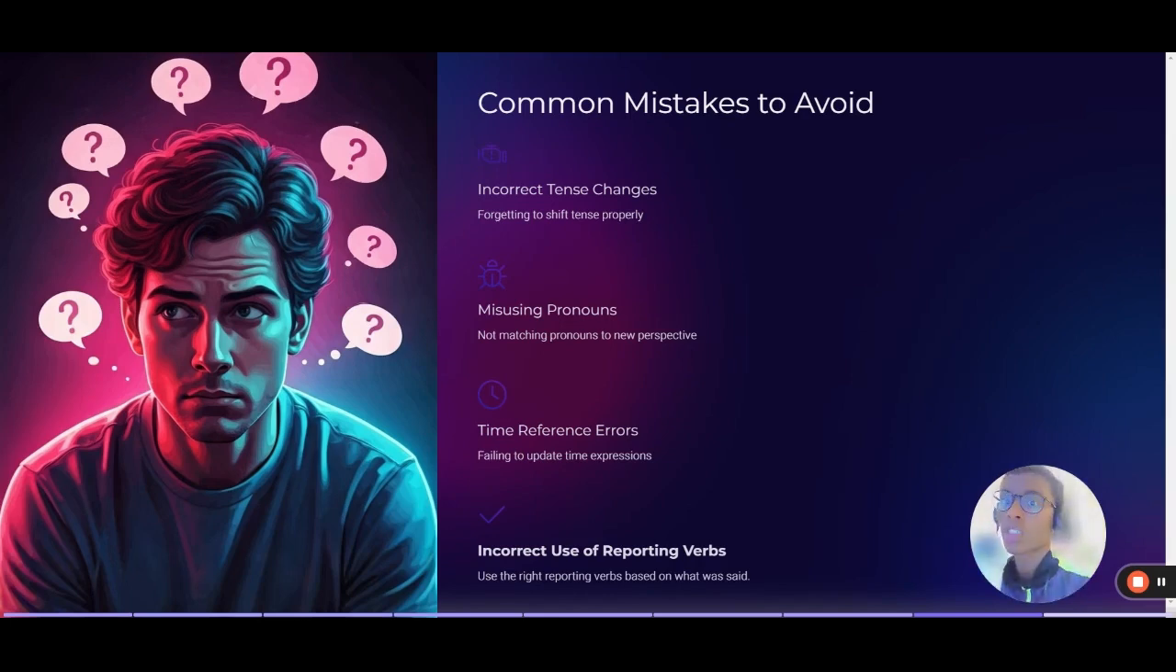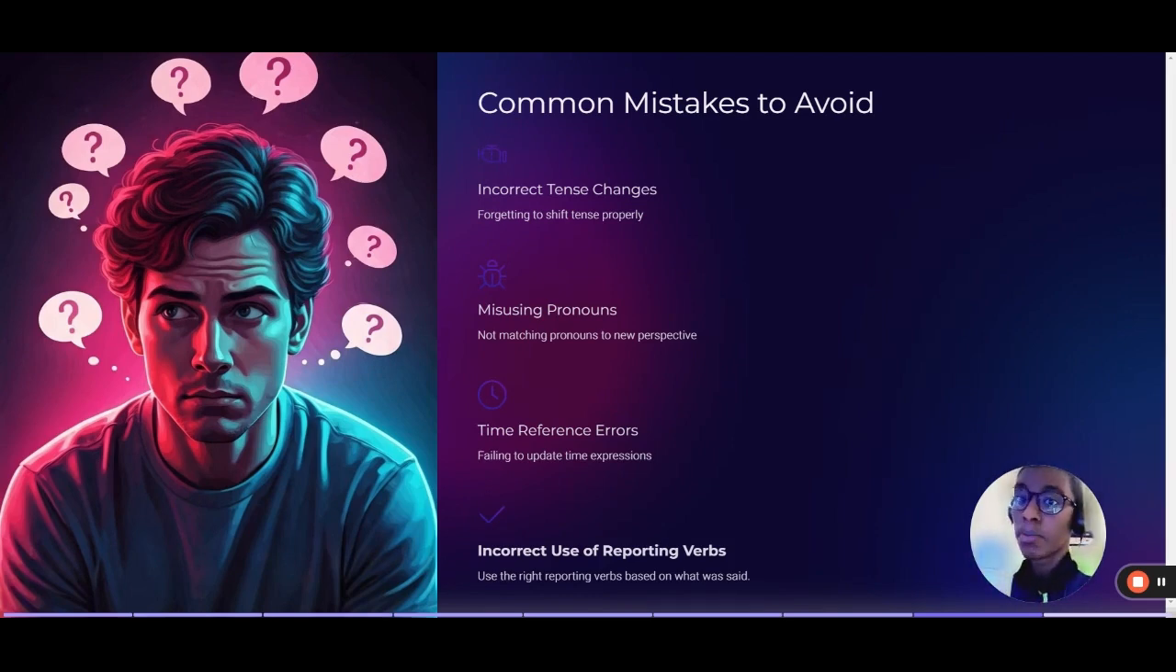Number four is using incorrect reporting verbs. Use the right reporting verbs based on what was said. If someone asked, "What time is it?" and you write, he said what time it was, it should be, he asked what time it was.